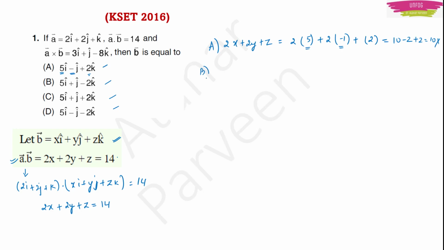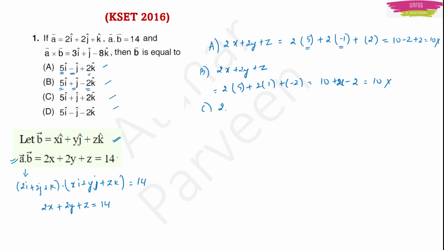Now see for option B again. 2x plus 2y plus z. Substitute it here. 2 into what is x here? 5. Y is plus 1. Z is minus 2. It will be 10 plus 2 minus 2. It is 10. So this is also a wrong option.